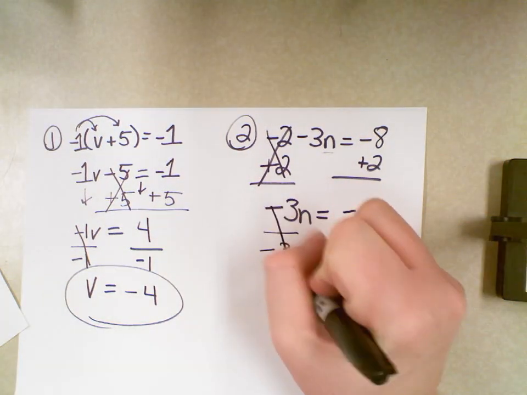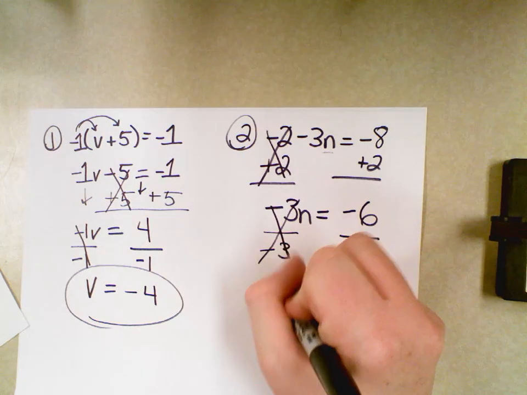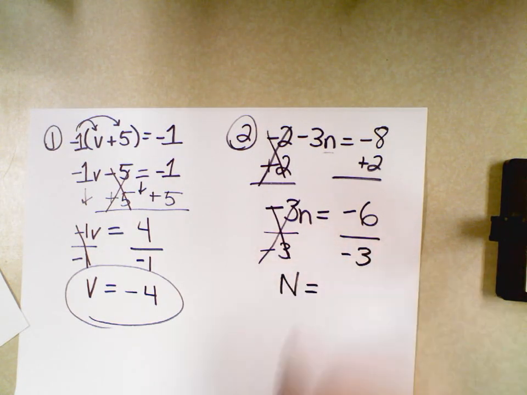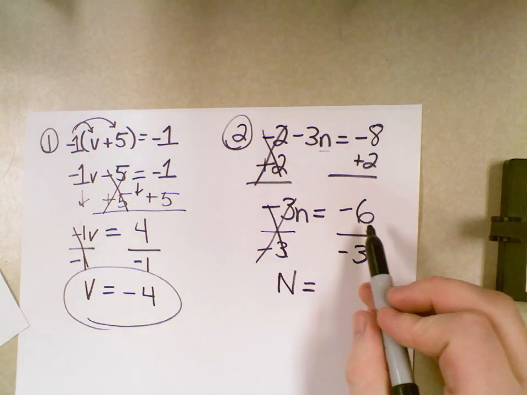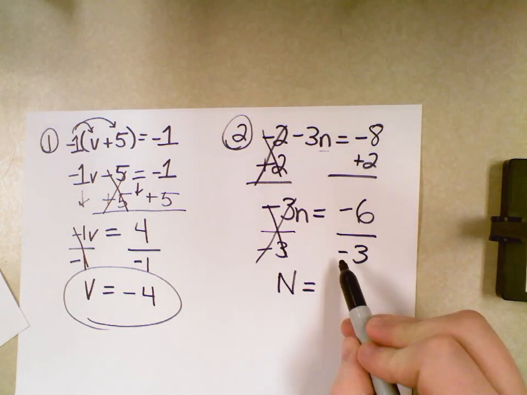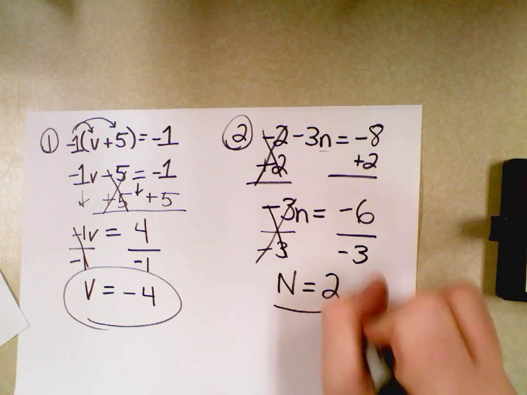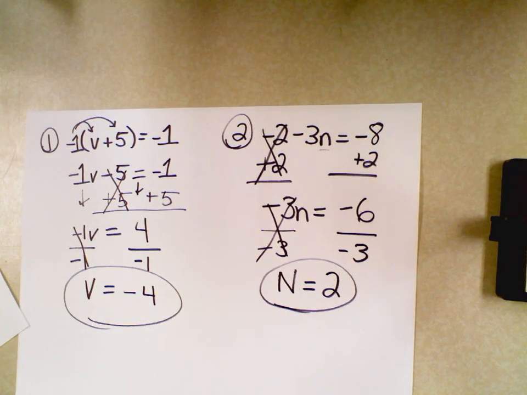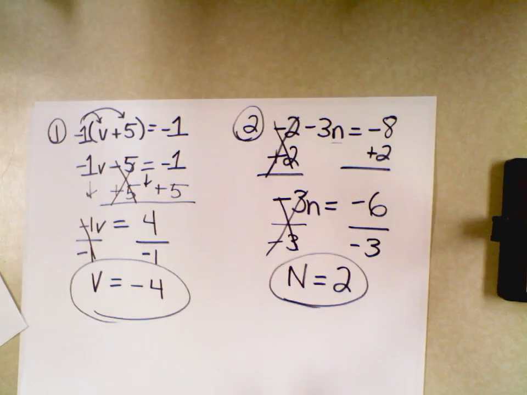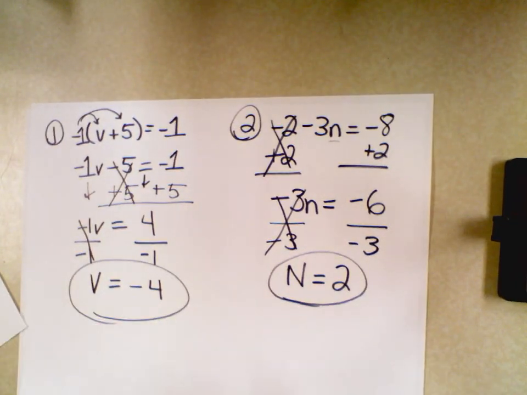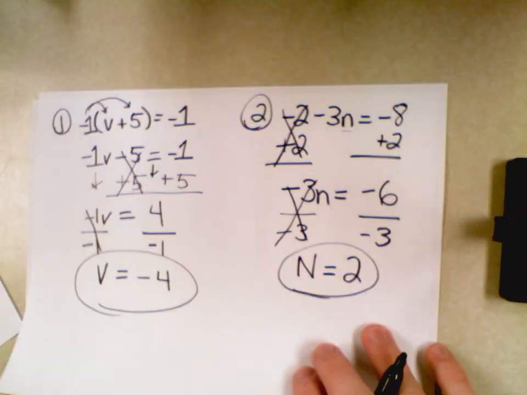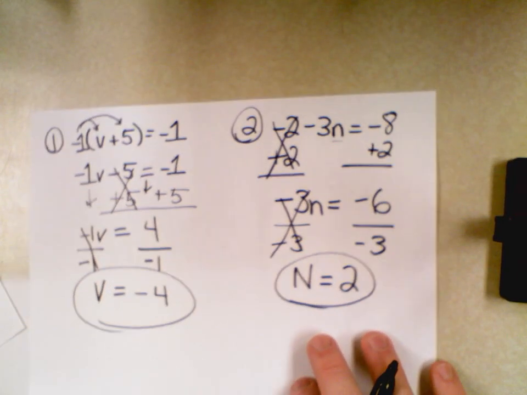I could cross these ones out, and I could bring my n down, equals. Now I have -6 divided by -3. That equals a +2. Our math is done, and that's the second problem. Okay. Again, don't worry, take it slow. I have 2 more for you, and then I'm going to let you go.